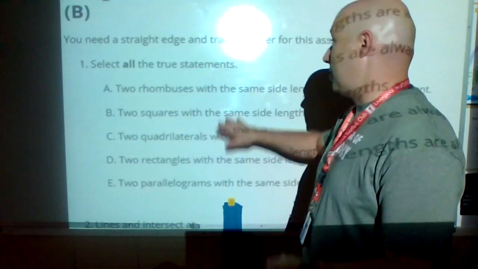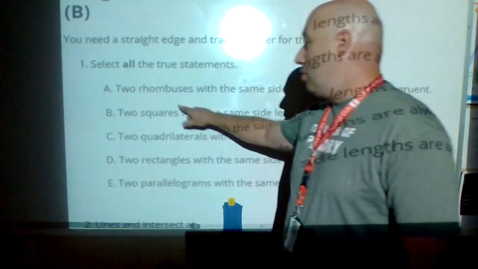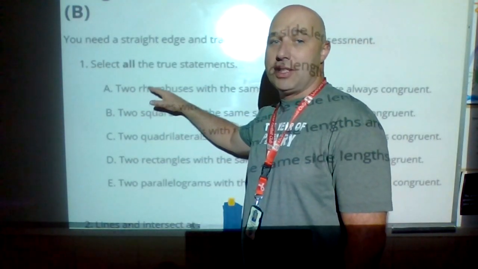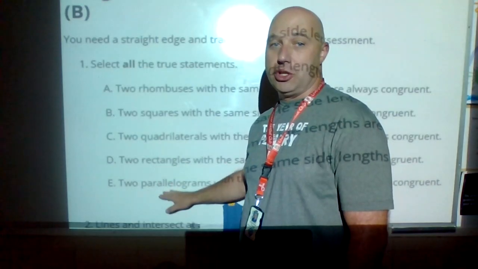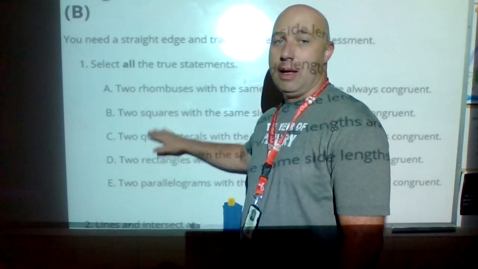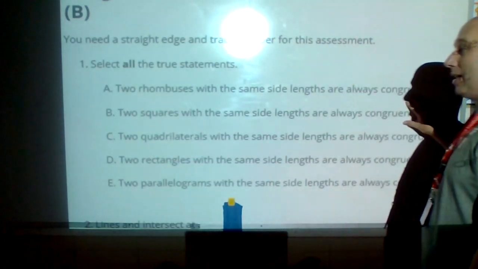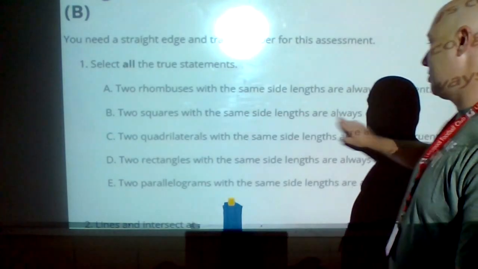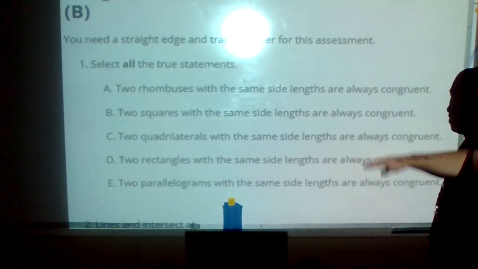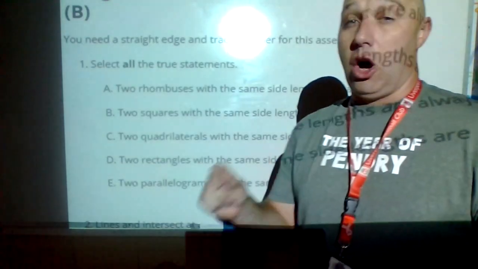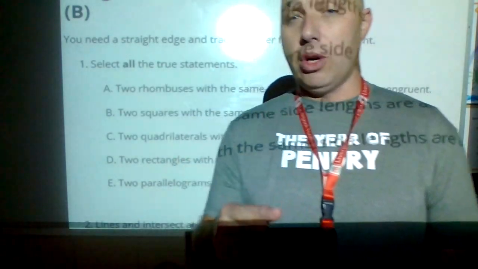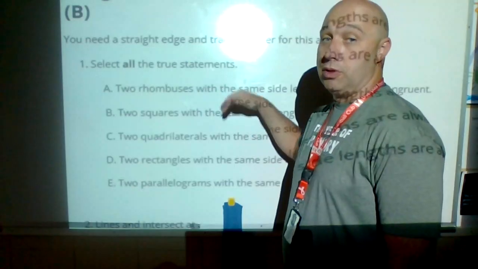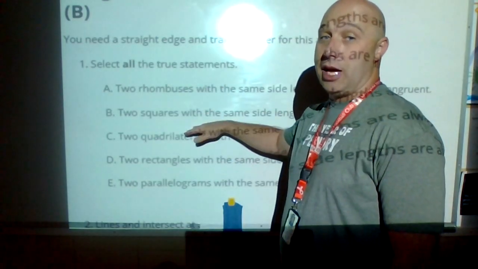So what we got here, it says select all the true statements. I think it's important to look at how this is broken down. You can see that every single question starts with a different shape. It's got rhombuses, squares, right? But the rest of this is still the same. So same side lengths are always congruent. Same side lengths are always congruent, okay? So each statement here is written all the same. Your job is to look at it and decide based on the shape which ones are true. So you've got to think about each shape, all right?